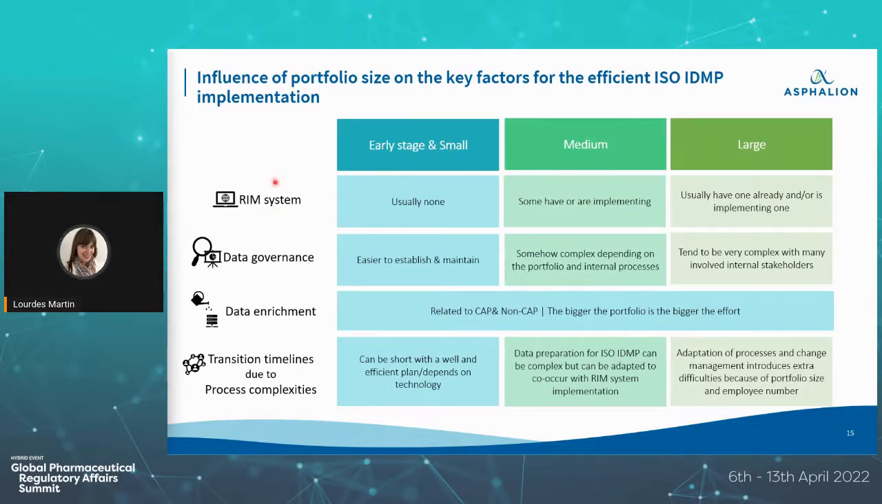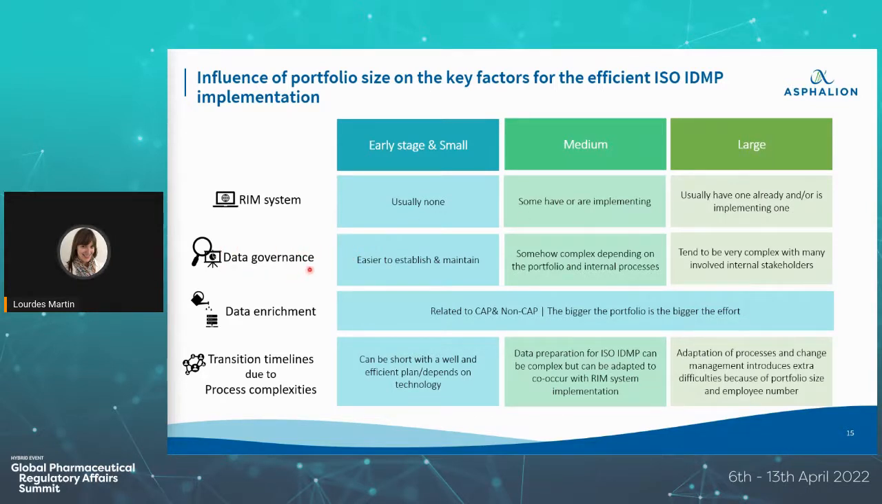For the RIM system, early stage and small companies usually have none in place, whereas medium companies tend to have something or are already implementing one due to the upcoming ISO IDMP. Large companies usually have one already or are also implementing one.